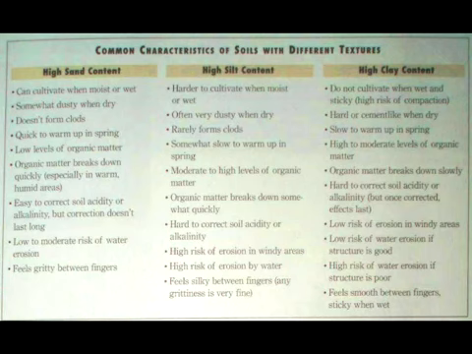With a high silt content, it's harder to cultivate when moist or wet, often very dusty when dry. It rarely forms clods, being somewhat slow to warm up in the spring. It has moderate to high levels of organic matter. That organic matter breaks down somewhat quickly. Hard to correct the soil acidity or alkalinity in soils with high silt content.